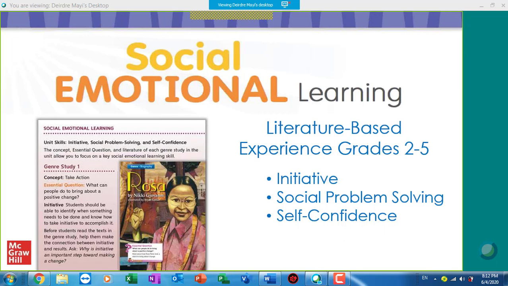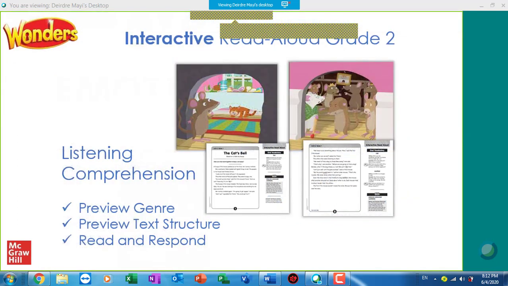So I've already talked to you about the types of texts that students will experience. Let's go more deeply into those texts. The first type of text that I mentioned to you was the interactive read aloud. Now, those of you who are 2nd grade teachers are going to find that your interactive read alouds look different than at grades 3 through 5. You will have in print interactive read aloud cards. These are also, by the way, available digitally.